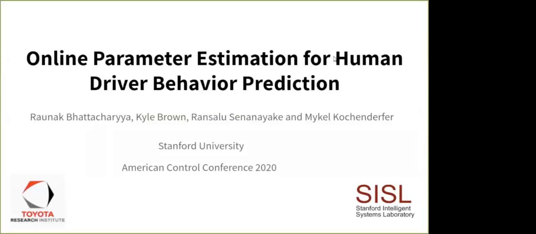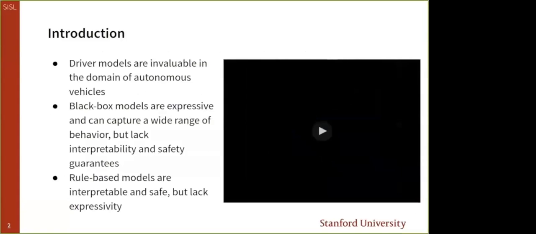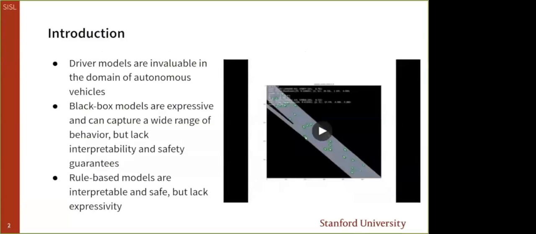Good morning. Today I'll present our paper titled Online Parameter Estimation for Human Driver Behavior Prediction. Driver models are crucial for planning in autonomous vehicles, as well as validating their safety in simulation. Highly parameterized black box driver models learned from data are very expressive but lack safety guarantees as well as interpretability. On the other hand, rule-based models are interpretable and can be designed to guarantee safety but are less expressive.